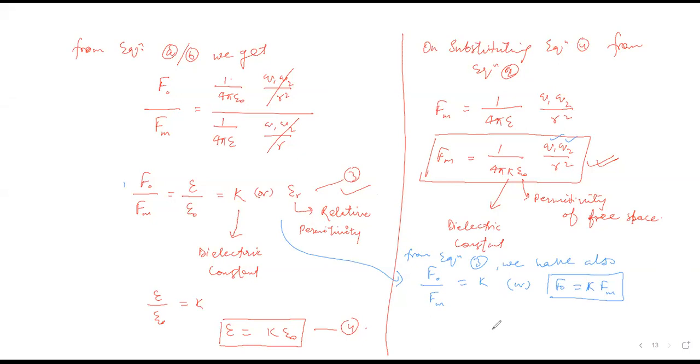Now remember the value of K. The value of K is always given in your question, but here I am giving you some information about the dielectric constant. The dielectric constant is 1 for air, 80 for water, and the dielectric constant of a conductor is infinite.